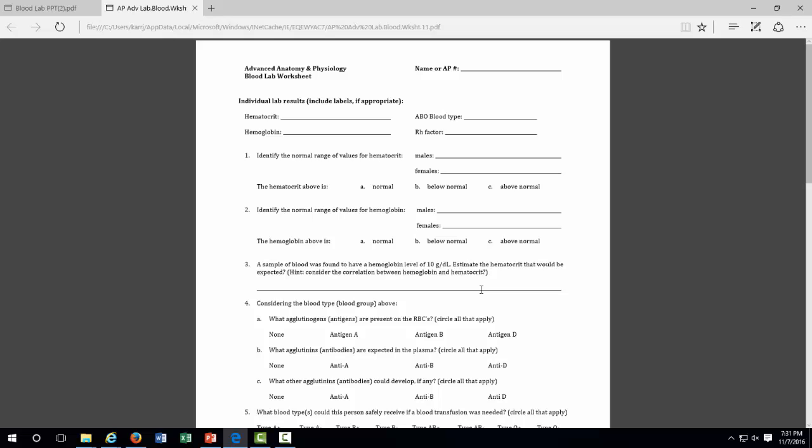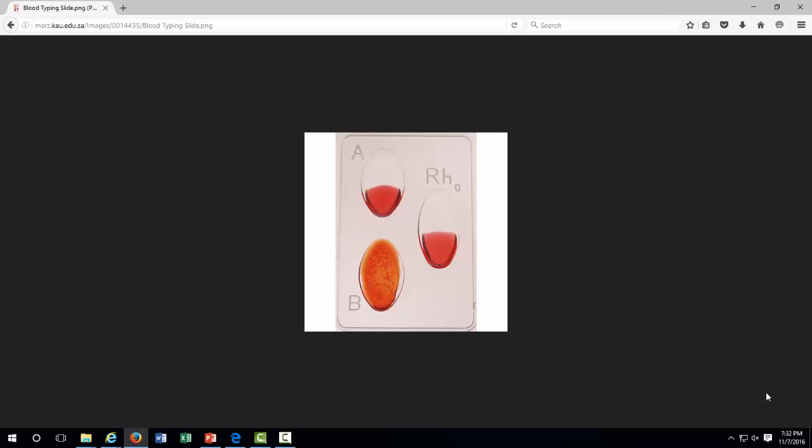So consider the blood type group above. Do we have a blood type group? I think that's us, or test. Okay, well let's use an example here just so we have something to work off of. All right, so let's look at this slide together. We put a drop of their blood on the A, the B, and the RH. And then we added A antibodies to this one. Did it clump? Nope. We added A antibodies to this. Did it clump? No. We added B antibodies to this one.